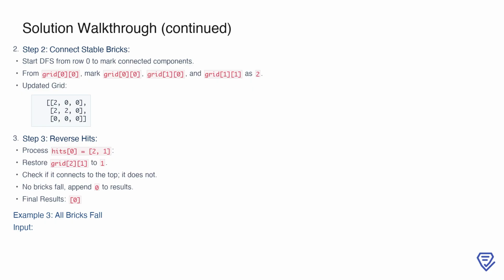When we reverse the hit, we restore the brick at grid 2, 1 to its original state. However, this restored brick does not connect to the top row or to any stable bricks, so no additional bricks fall as a result. We append 0 to the results. The final results for this edge case are 0, indicating that no bricks fell after the hit.